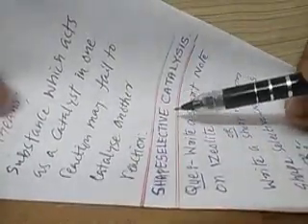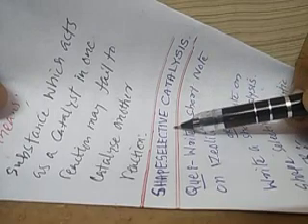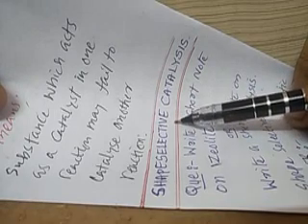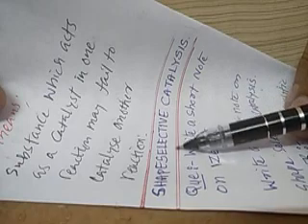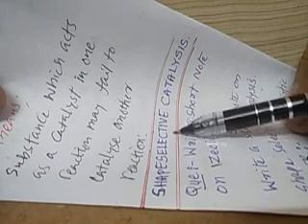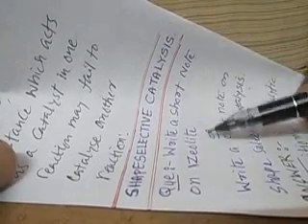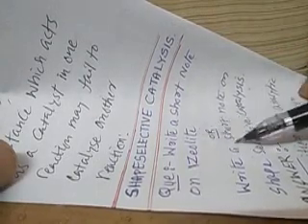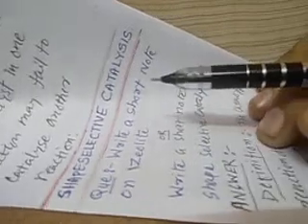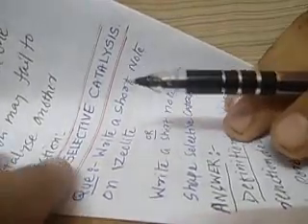Now we are going to understand one very important topic. This topic is asked in the exam quite a few times. So let us see this topic. This topic is named shape selective catalysis. Question: write a short note on shape selective catalyst, or write a short note on zeolites. So these zeolites are also called shape selective catalysts.